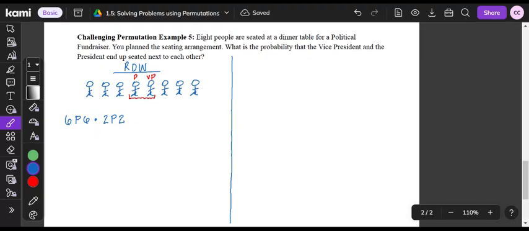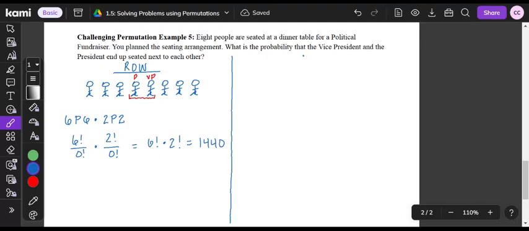All right. 6 permute 6. That is 6 factorial over 0 factorial. And then 2 permute 2 is this. So this simplifies to 6 factorial times 2 factorial. All right. And when I put that in a calculator, I get 1,440 different arrangements.